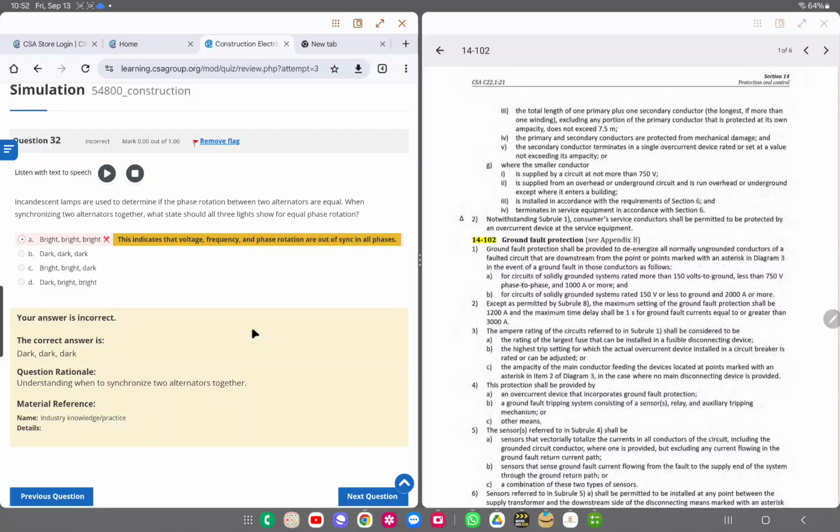Incandescent lamps are used to determine if phase rotation between two alternators is equal. When synchronizing two alternators together, what state should all three lights show for equal phase rotation? Dark, dark, dark is the correct answer.